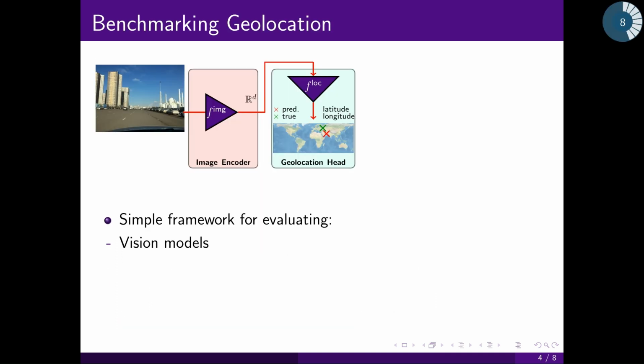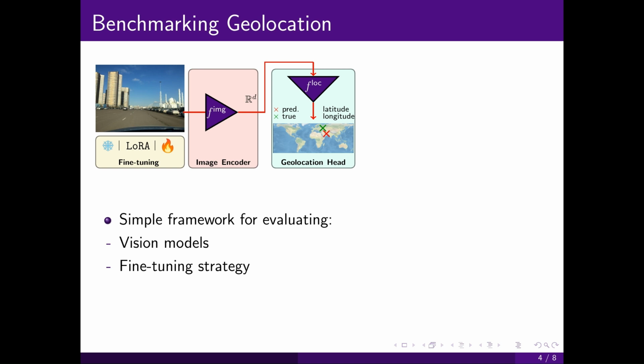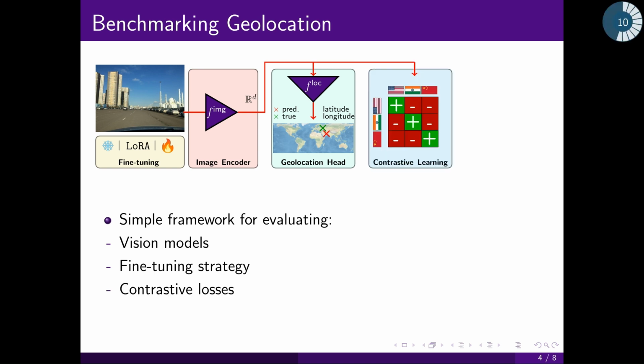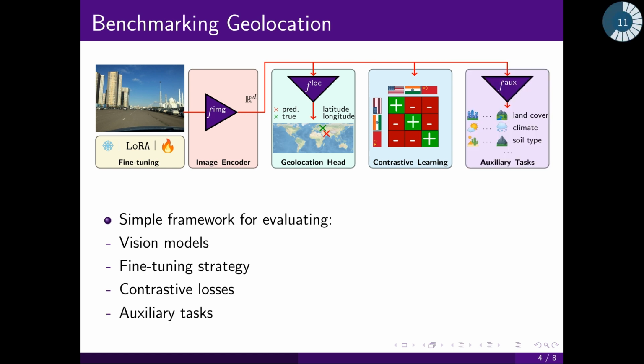We then propose a simple framework for training geolocation models. We first embed an image using an image encoder, and then we use a simple geolocation head to convert the representation vector into coordinates. This allows us to benchmark several fine-tuning strategies. What do we freeze, what do we tune, and so on. We also measure the impact of various contrastive losses, and finally, auxiliary objectives, such as guessing the climate or the soil type at the locations.